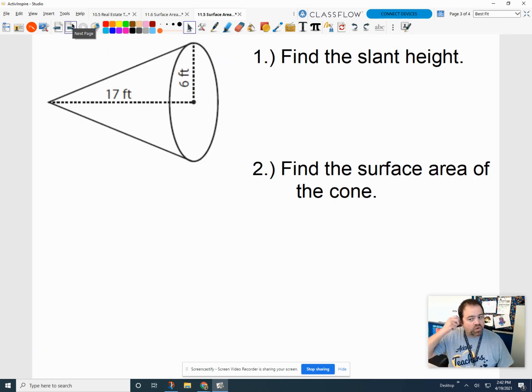I've set up the form a little bit different. There's the picture of the cone, and the first question is what is the slant height? Find that, and then what is the surface area? So you've got 2 steps for each problem here.